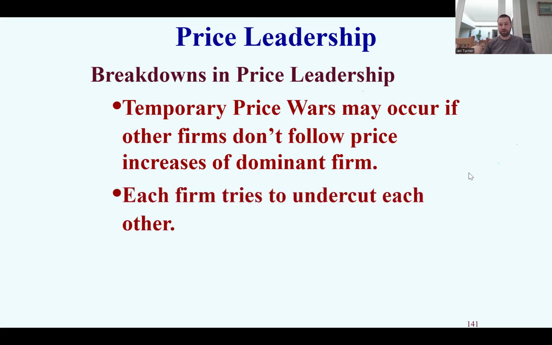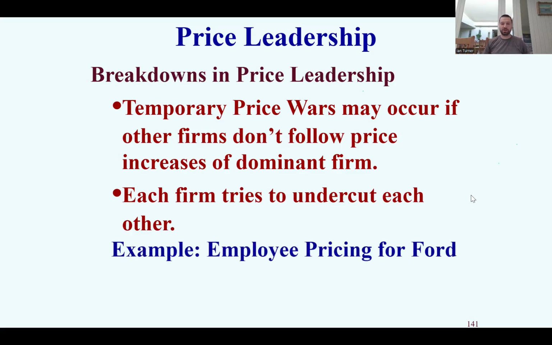So each firm is going to try to undercut each other, right? Here's $4 a gallon. I'm going to go 3.50, 3.25, 3, 2.90, 2.85, right? And it's going to be a race to the bottom. Okay.